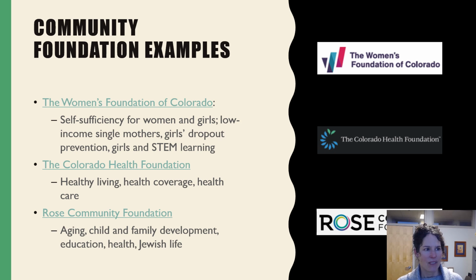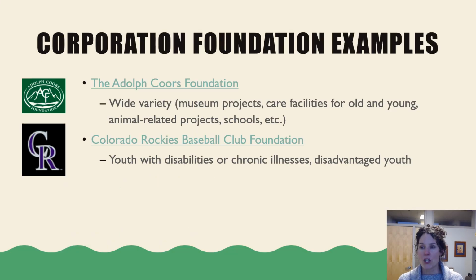And here we have a couple of corporations. These are for-profit companies that have made a nonprofit wing or foundation to go with their for-profit company, where they can donate money. You can see we've got a couple of examples here out of Denver: the Adolph Coors Foundation, which funds a wide variety of projects, and the Colorado Rockies Baseball Club Foundation, which funds projects for youth with disabilities or chronic illnesses or disadvantaged youth.